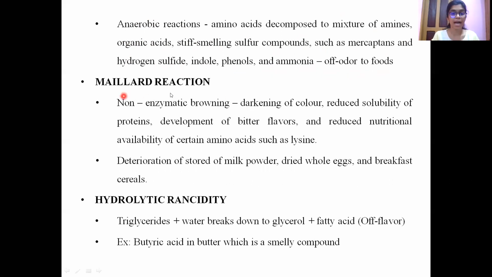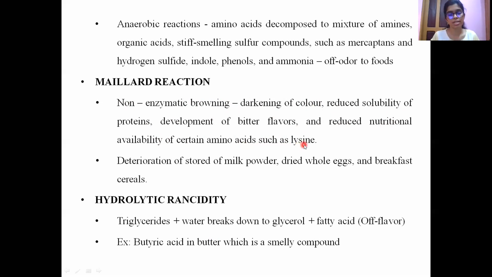The next factor is the Maillard reaction. The Maillard reaction is also called non-enzymatic browning, like the caramelization reaction. This non-enzymatic browning generally leads to the darkening of the product, and when it is not controlled, the intensity of the dark color increases, thus deteriorating the quality. Other issues related to the Maillard reaction are reduced solubility of proteins, development of bitter flavors when these reactions happen uncontrollably, and also reduced nutritional availability of certain amino acids such as lysine.